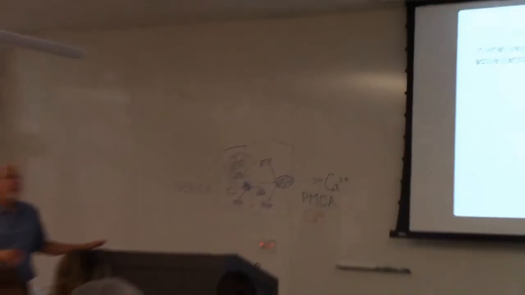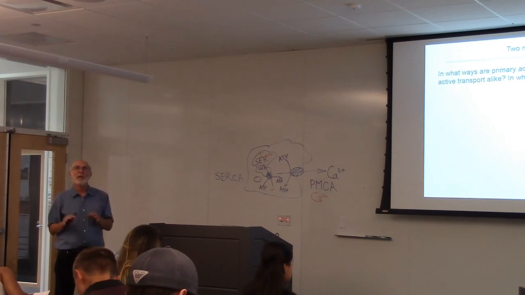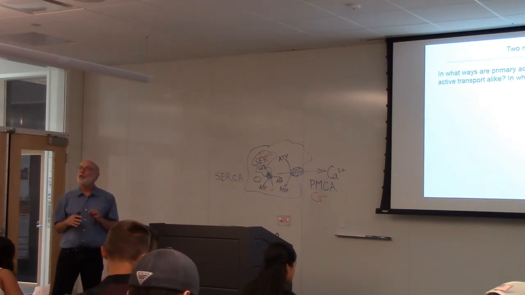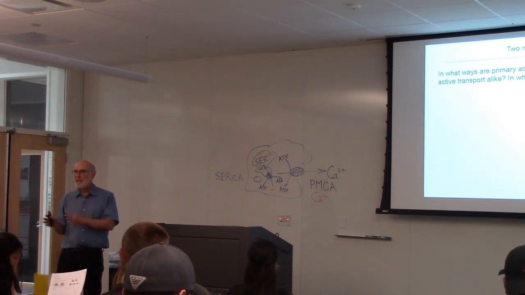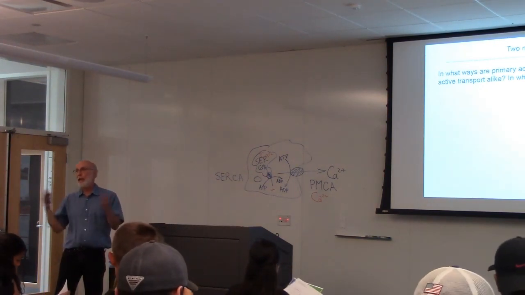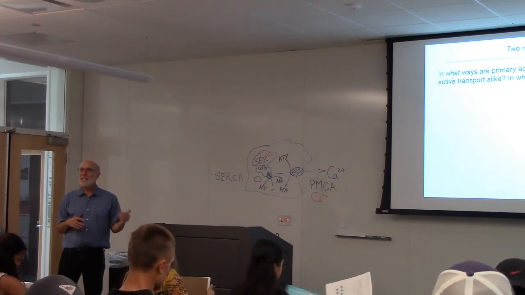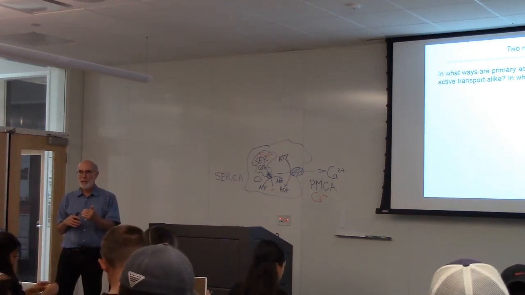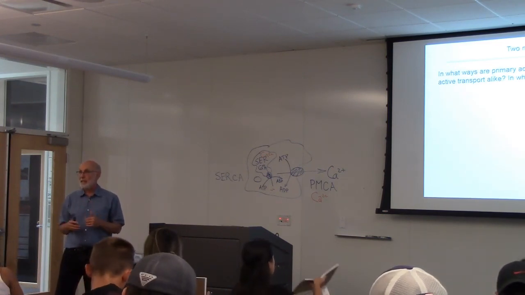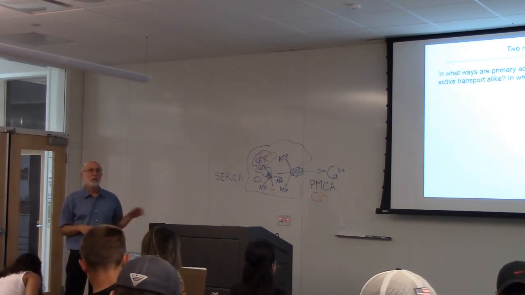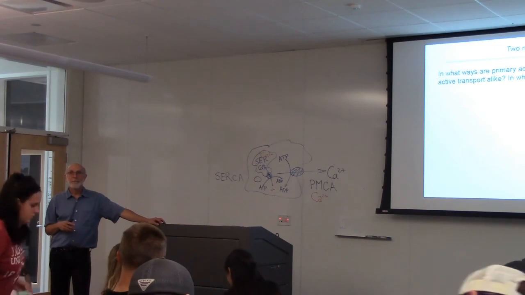So as homework, think about this question, which is different from the one I posed before, so I'm going to ask you two questions. In what ways are primary and secondary active transports similar and dissimilar? And in what ways are passive uniporters and secondary active transporters alike and unlike? And we'll start with that on Tuesday. Okay?